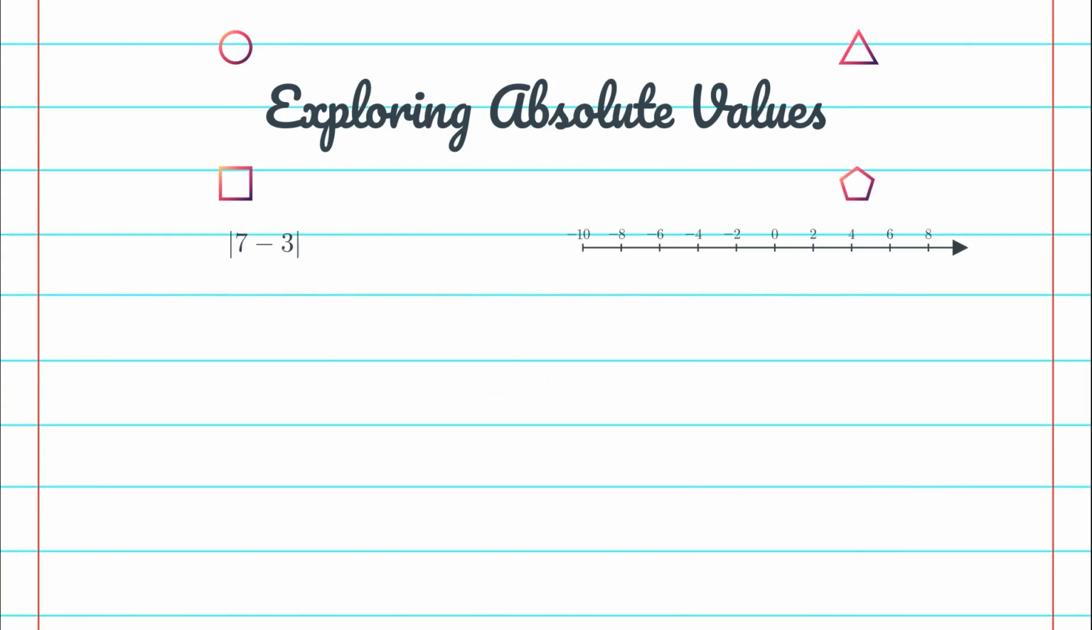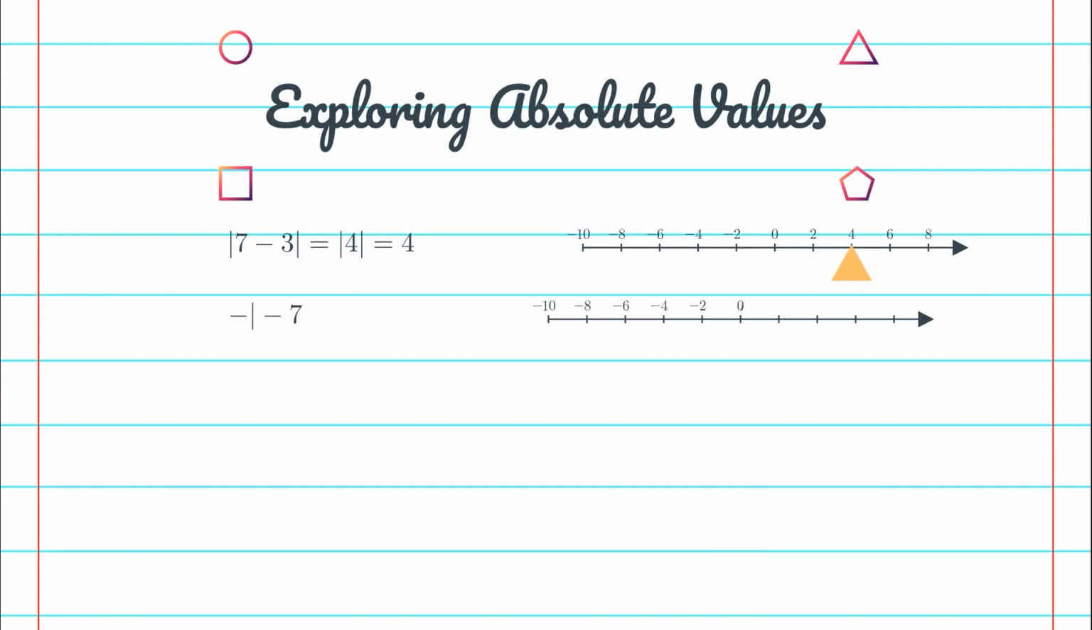The absolute value bars are also grouping symbols. Now this means if there are operations inside the absolute value bars, these operations inside the bars should be done first. Then the absolute value should be taken. For example, the absolute value of 7 - 3 is equal to 4 because 7 - 3 is 4 and the absolute value of 4 is 4.